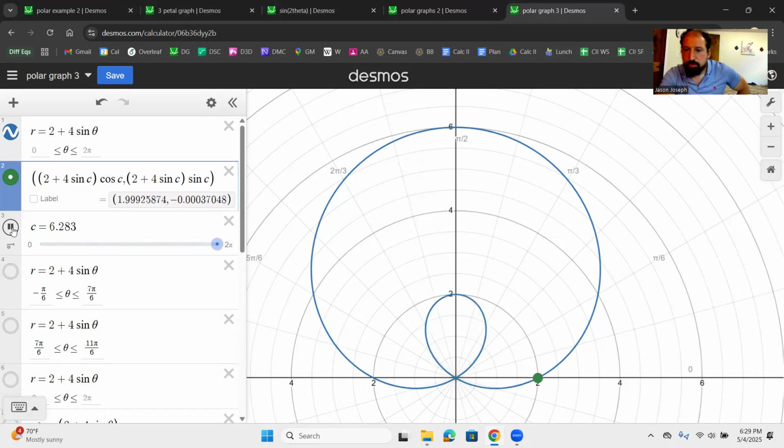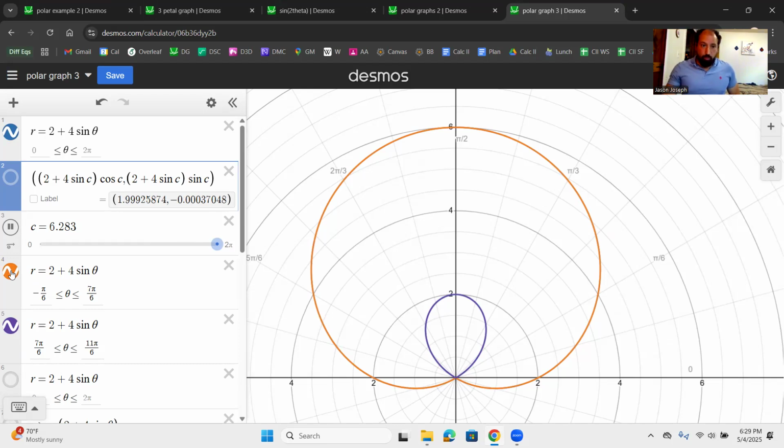Went around the outer loop, then the inner loop, and then to its starting point. So we will solve for this in a moment, but to cut to the chase a little bit, that inner loop is going to be this purple curve from 7 pi over 6 to 11 pi over 6. And one way to get the outer loop is to go from minus pi over 6 to 7 pi over 6.